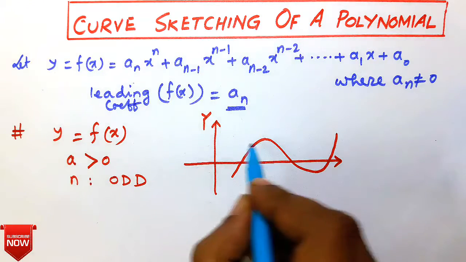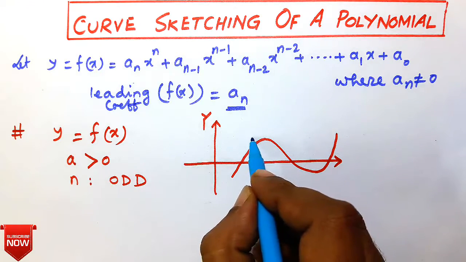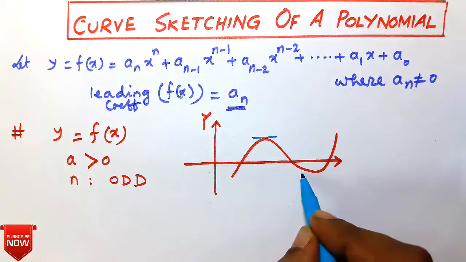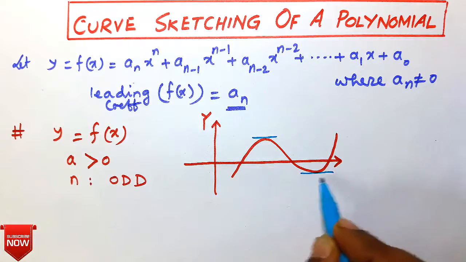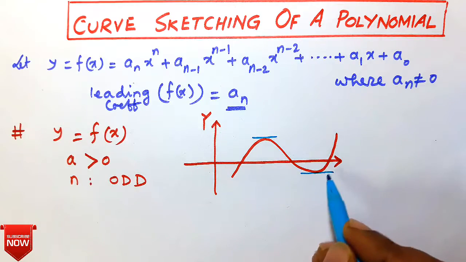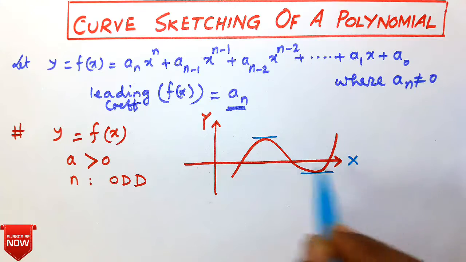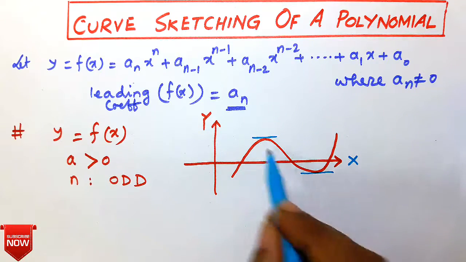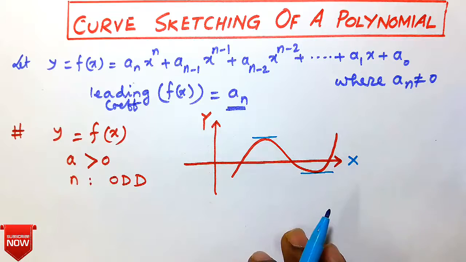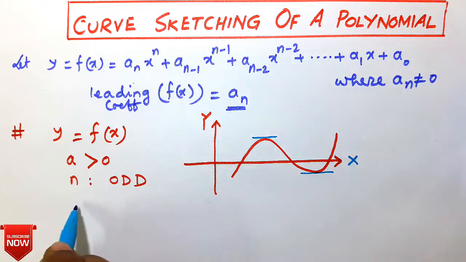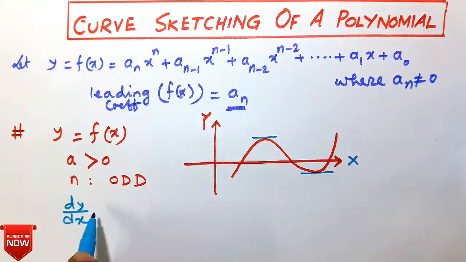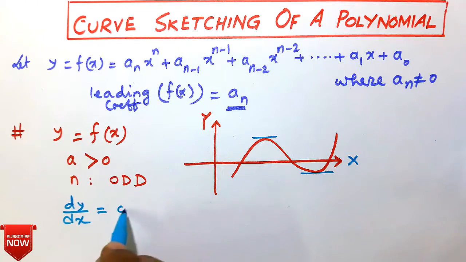Now friends, look at this graph. Here you see that if I draw the tangents at these extremities, the slope of these tangents will be equal to 0, since these two tangents are parallel to the x-axis. Now first of all we have to find dy/dx. Next you consider dy/dx equal to 0.